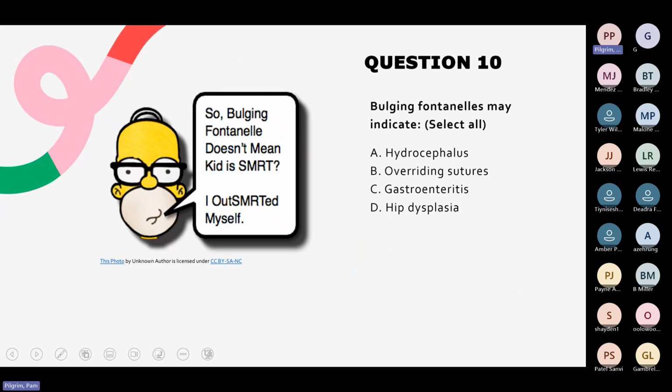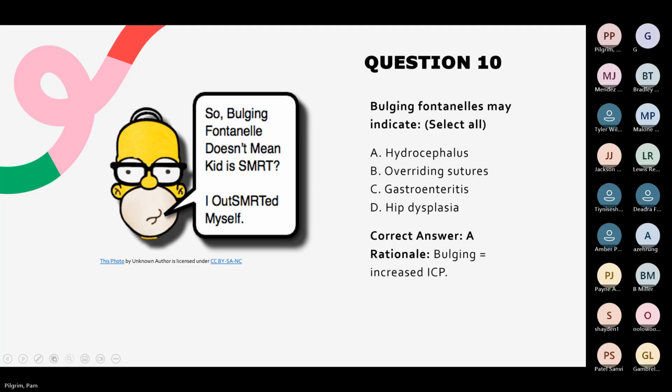All right. Bulging fontanelles may indicate what? Bulging fontanelles can indicate increased cranial pressure. So the answer is A, hydrocephalus. Okay, next question.